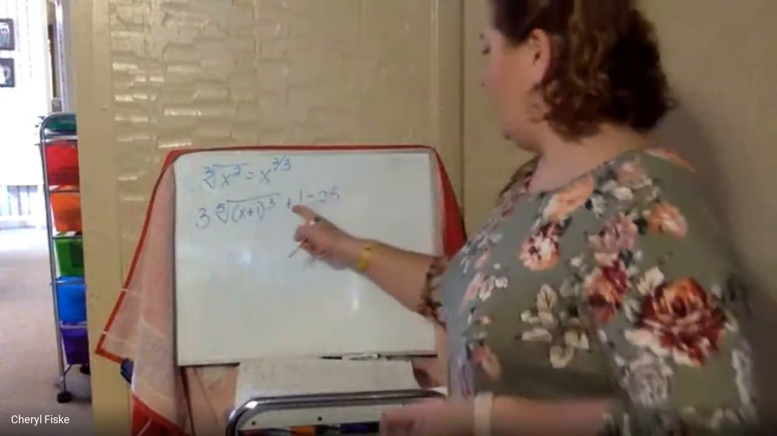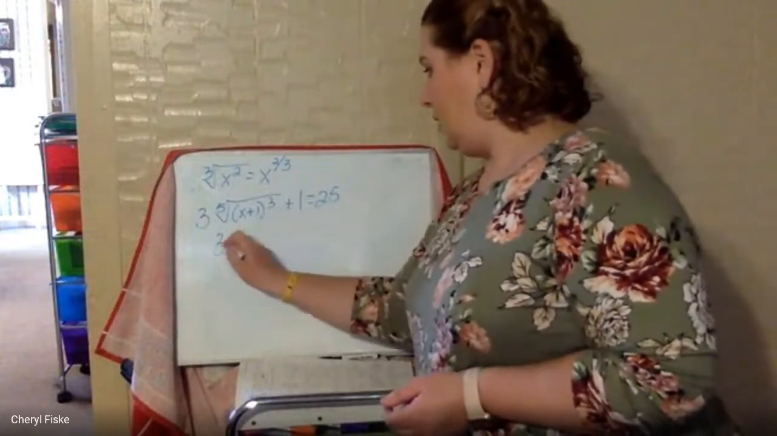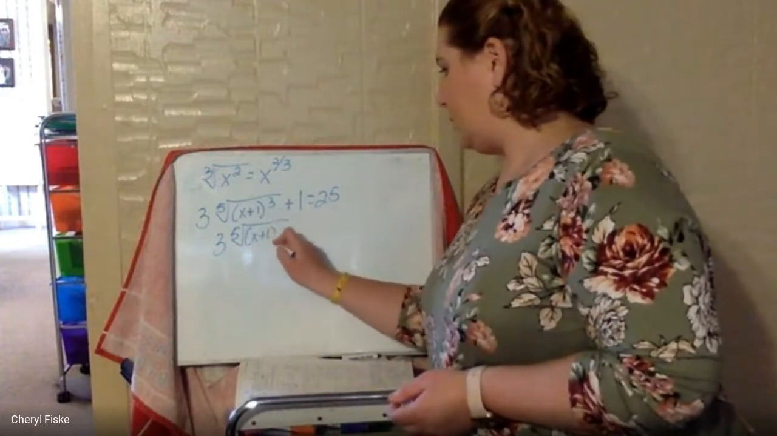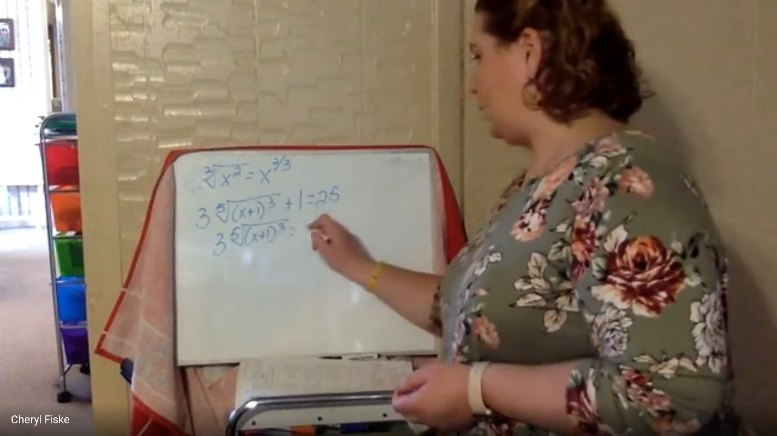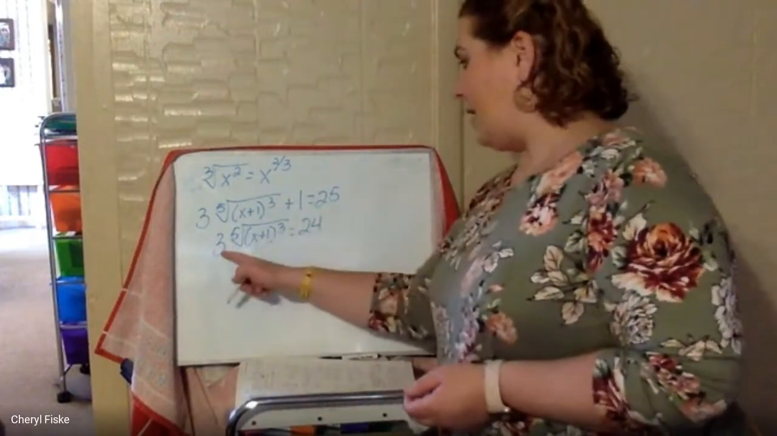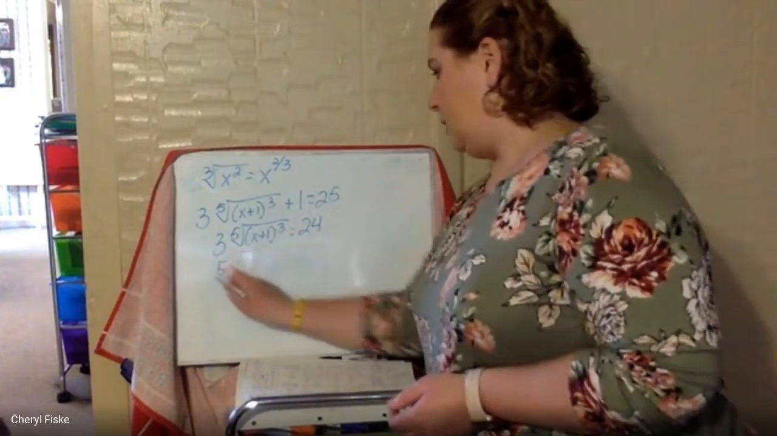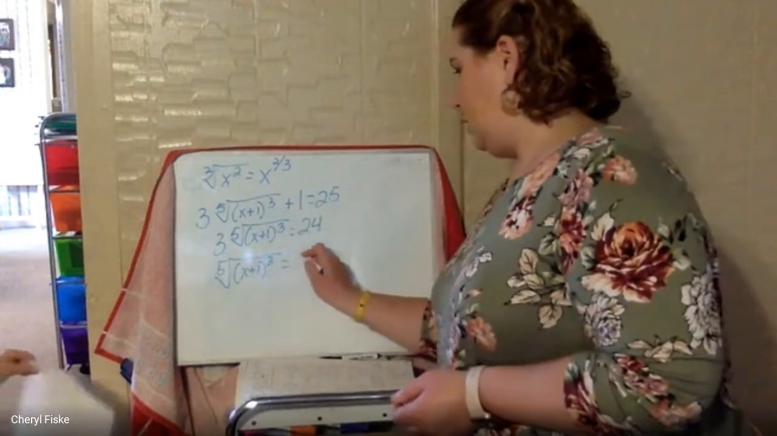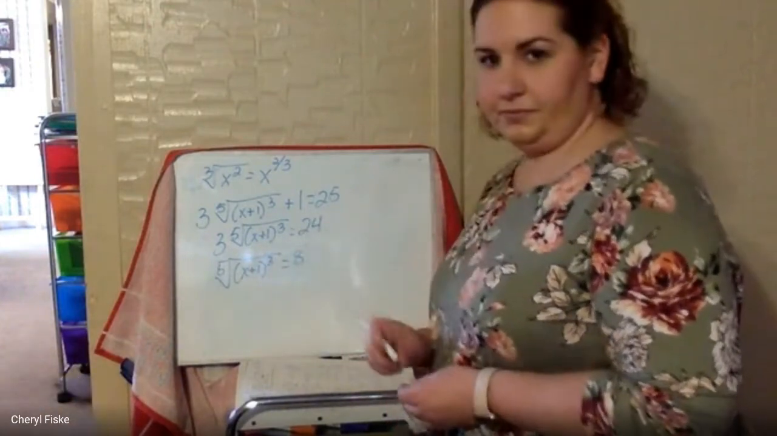Okay, so I'm going to subtract 1, get 3 times the 5th root of (x plus 1) to the 3rd. So I subtract 1, there's 24. And now I divide by 3. So it's the 5th root of (x plus 1) to the 3rd equals 8.